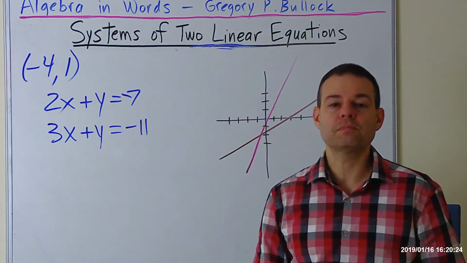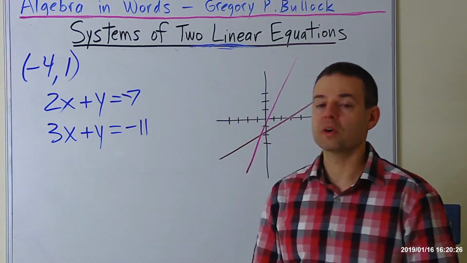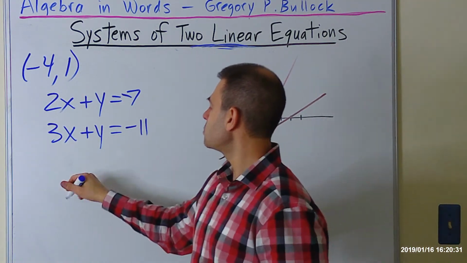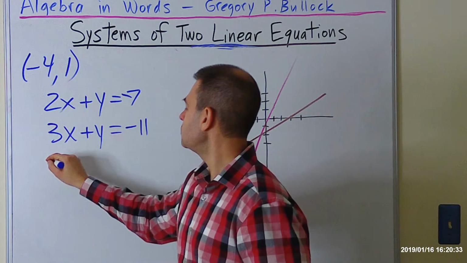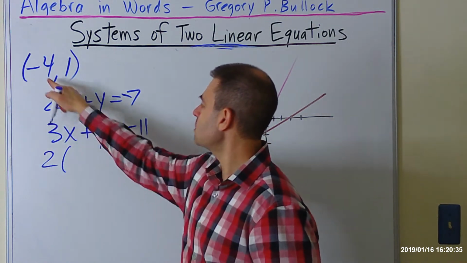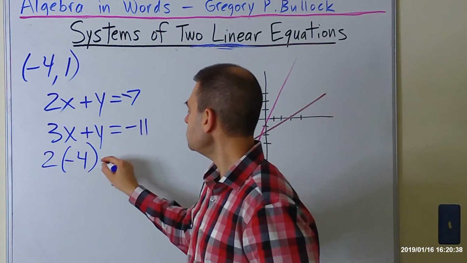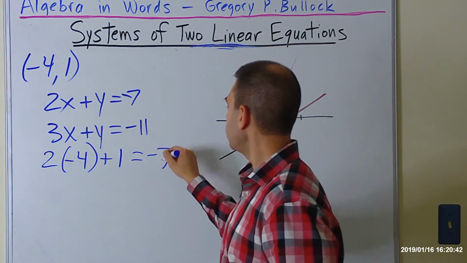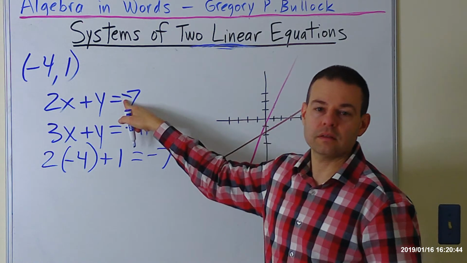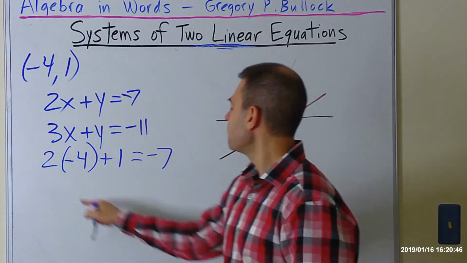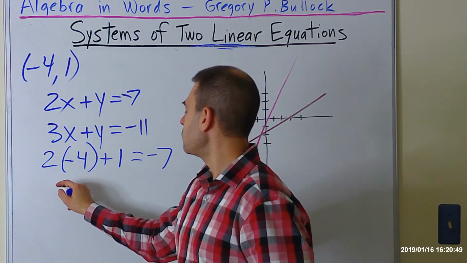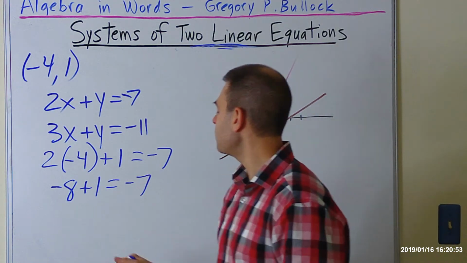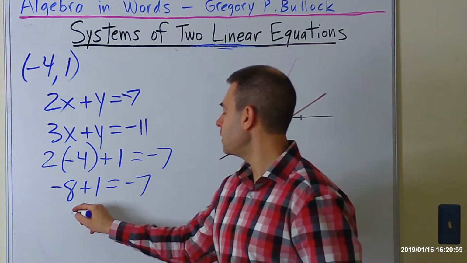Starting with this equation, we're going to just plug in the values. So I'm going to do that below, and we're going to put 2, and in for x is -4, and in for y is 1, and that equals -7. I had to put the negative sign in there. This 2 times -4 is -8. Again, plus 1 equals -7. -8 plus 1 is -7.